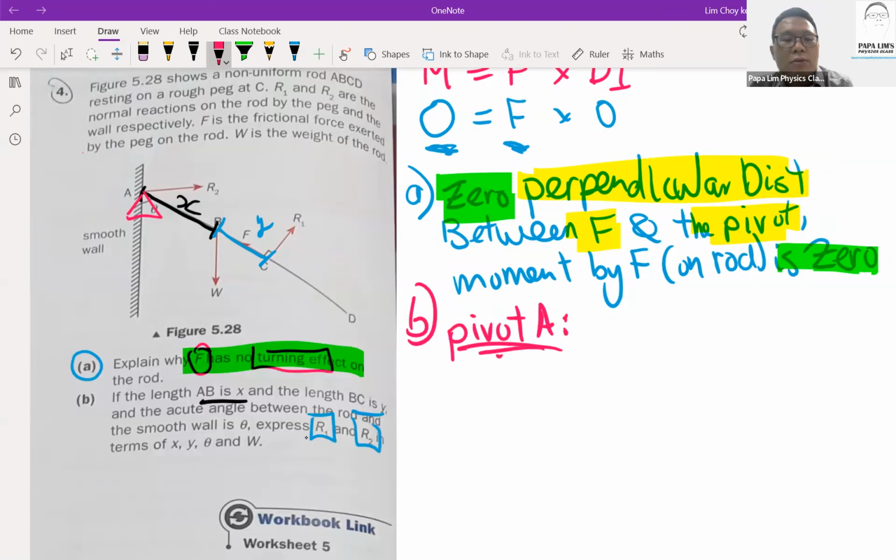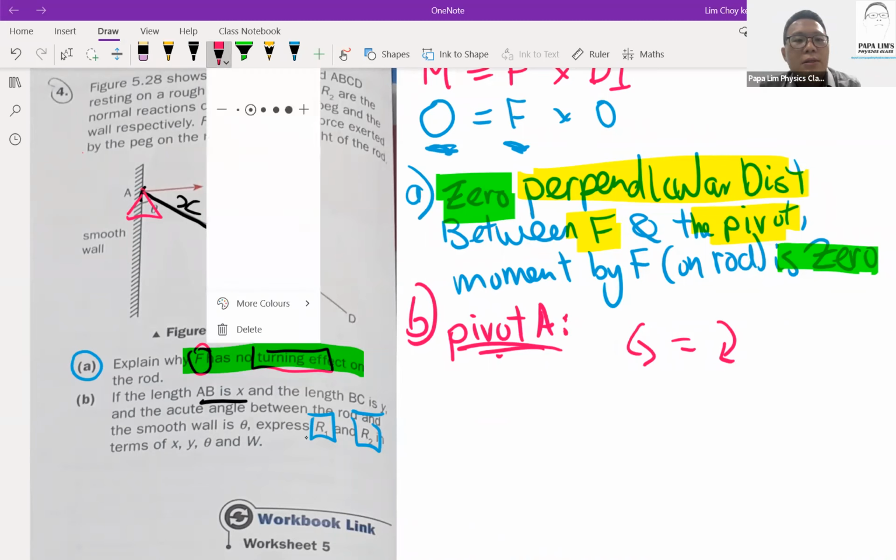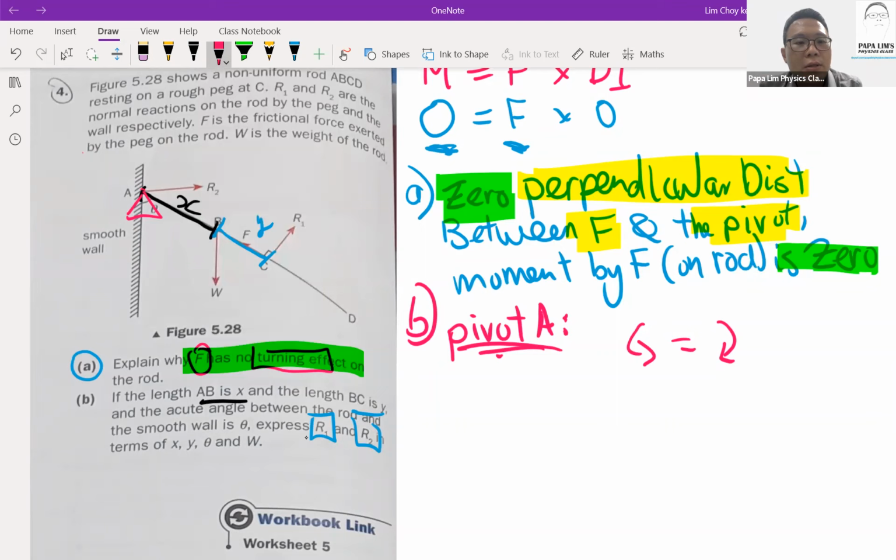Okay. So since the rod is balanced, I will know that the anti-clockwise moment will be equal to the clockwise moment. So the first thing I do is I look at the clockwise moment first. If this is the pivot, you will find that the force I'm interested in is actually two forces. I'm actually interested in force R1, which has a perpendicular distance. I am also looking at the force W.